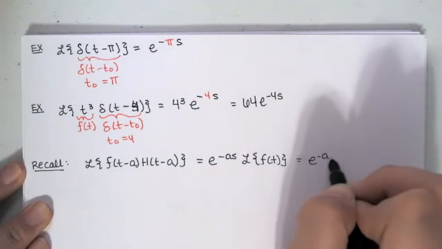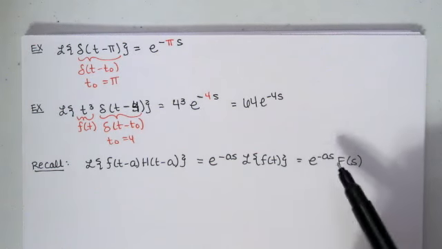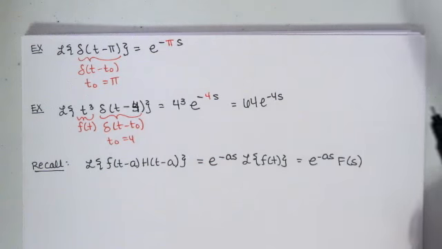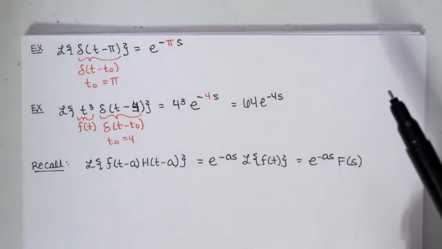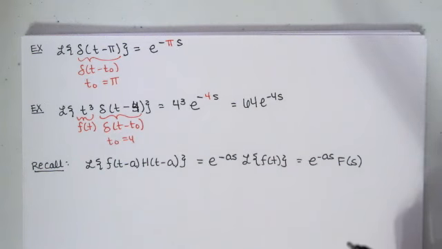And that's e to the negative as times f of s. If you are thinking of this whenever you see this, that's a good thing, because they are related. This Heaviside function and this delta function are related.